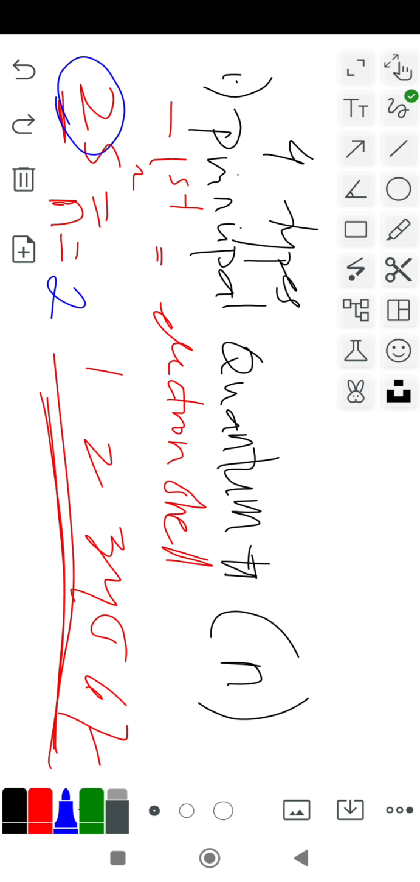So take note that the principal quantum number describes the energy of an electron and the most probable distance of an electron from the nucleus. So that is the principal quantum number.